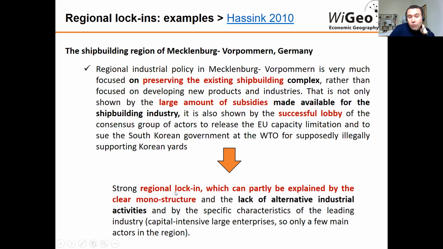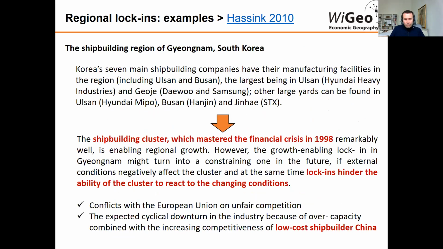So we have here a strong regional lock-in, which can partly be explained by the clear monostructure, because they weren't envisioning different processes of development, different ways of supporting the economic growth of the region, and all of these forces or subsidies or policies or lobbies led to this regional lock-in. And sometimes an incapacity to find alternative ways of absorbing the labor force, and then supporting the economic development of the region.